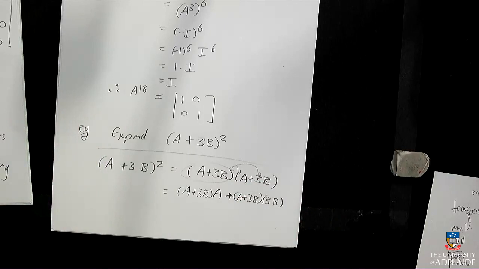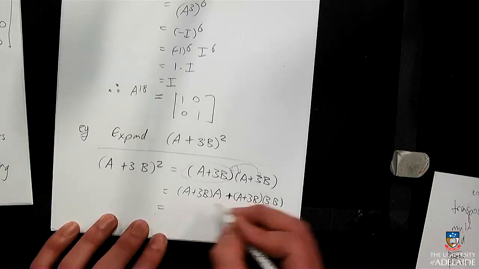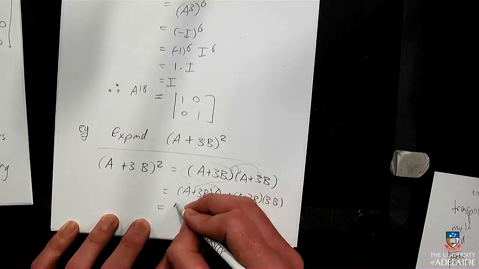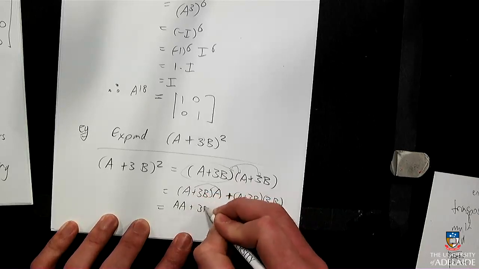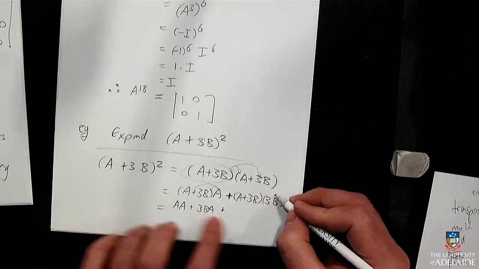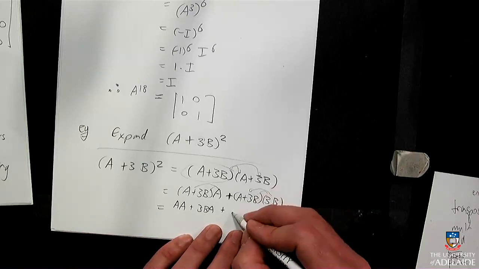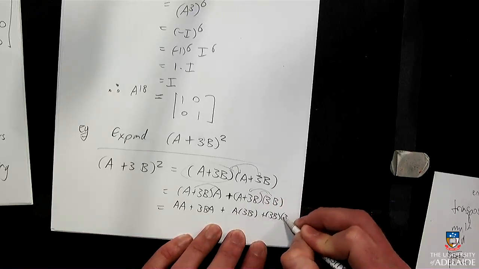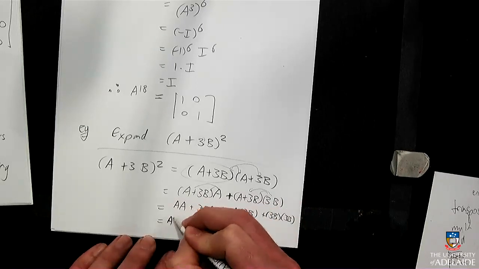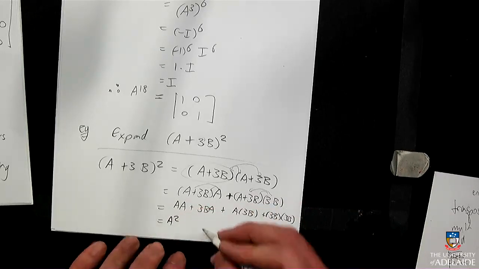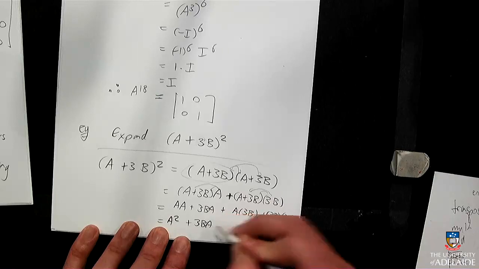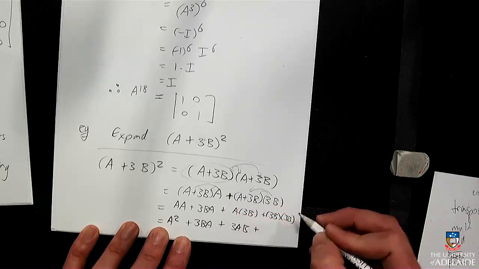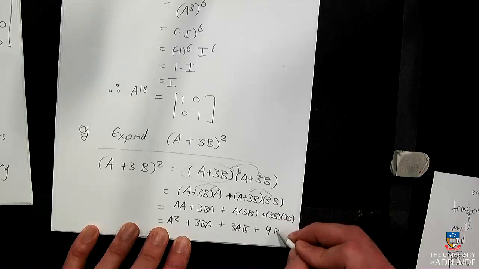And now I can do a little more. I can bring this one in on the right-hand side, AA plus 3BA plus, and this can come in on the right-hand side, A times 3B plus 3B times 3B. Okay, so AA is A squared. There's a symbol for that. We have 3BA. This 3 can come out. We have 3AB. And 3 times 3 is 9B squared.